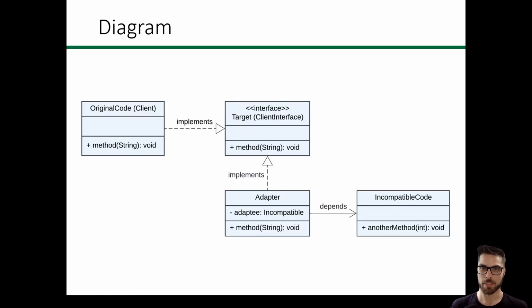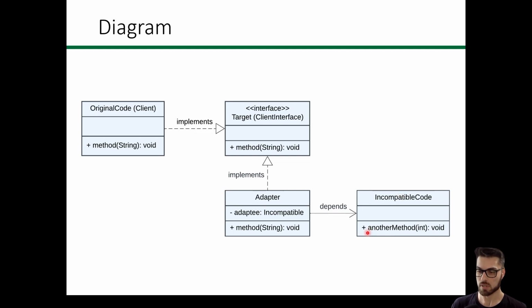Let's take a look at the class diagram of the adapter design pattern. Here at the center, we have our target client interface, which is the one defining the behaviors of our application. We have also our original code that implements that interface. But then you decide to use the incompatible code, which is this one here at the right. You can see that the method signatures do not match.